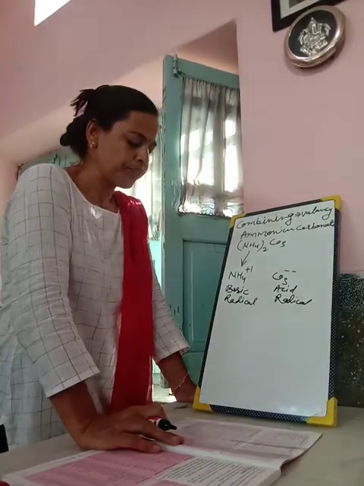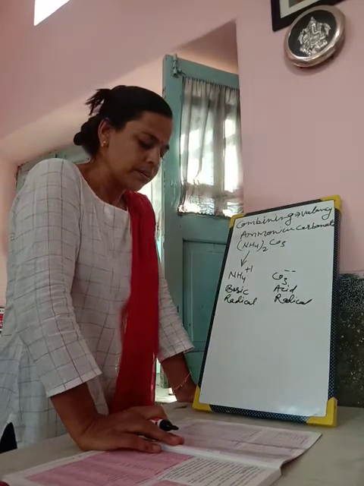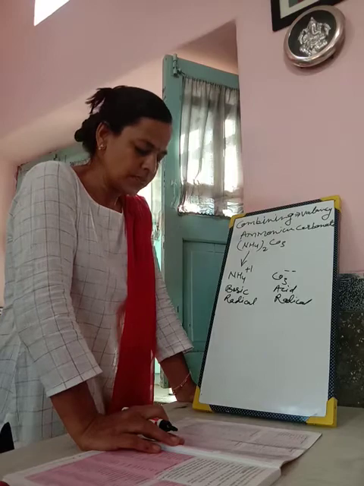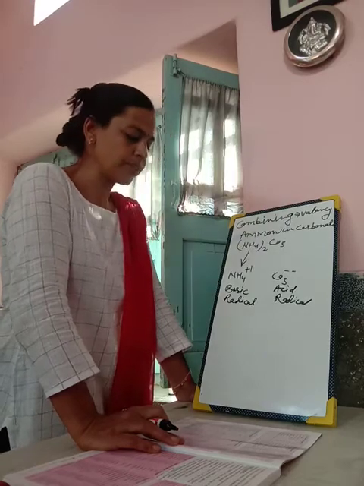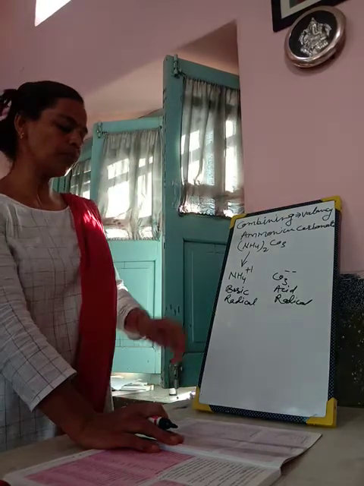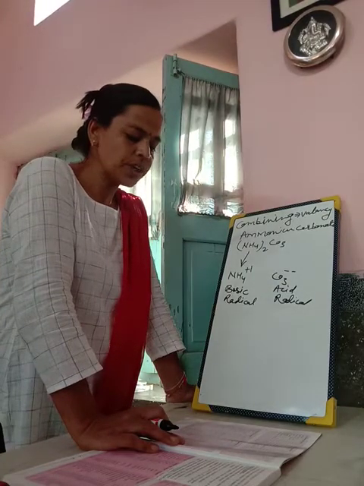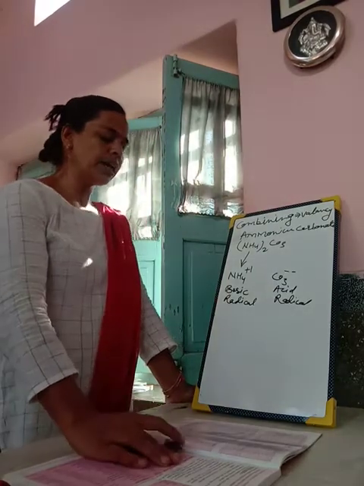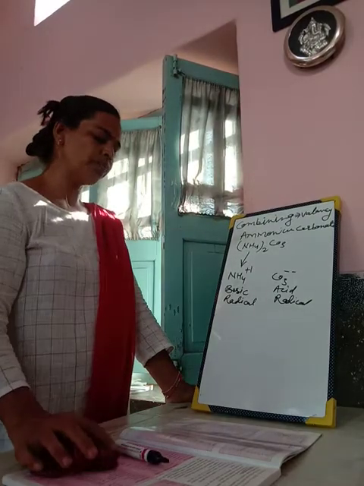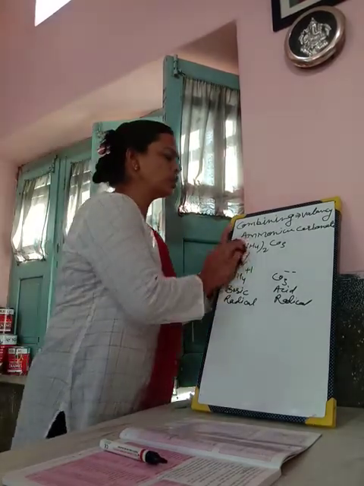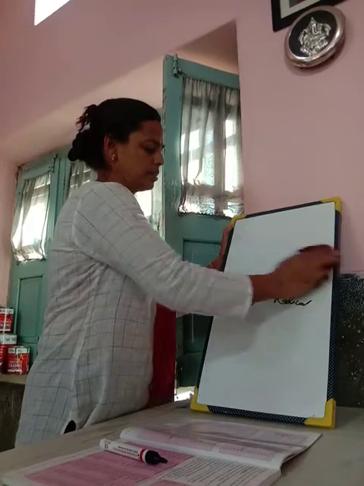Look at the table which is given on your page number 6. Here are different kinds of electropositive and electronegatively charged radicals. There are different kinds of electropositive and negative ions.